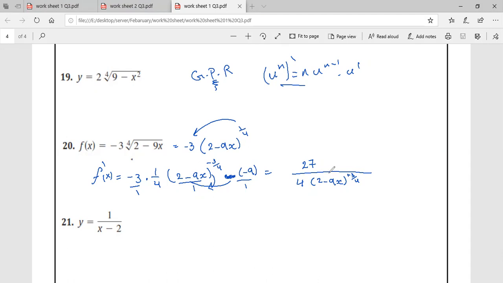I think it is so trivial. Before solving number 20, pause the video, solve it alone, then check your answer from the video. Okay, I hope you understand well. Okay, let's solve the next problem.